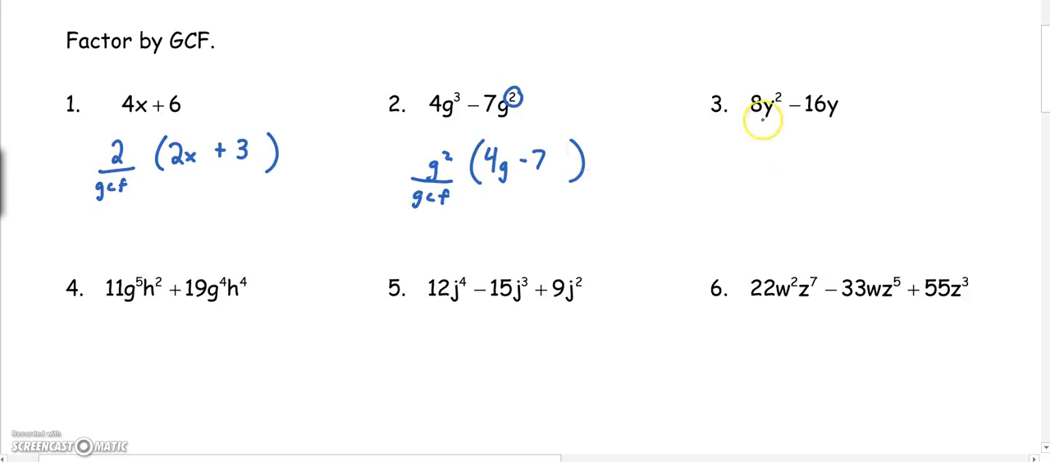Number 3, my GCF between 8 and 16 is 8, and they both have a y. My lowest exponent here is a 1, so I'm going to pull out a y. So I have 8y. So when I divide, 8 divided by 8 is 1. 2 minus 1 gets me just y. Here they both have a y, so they are eliminated. 16 divided by 8 is 2.